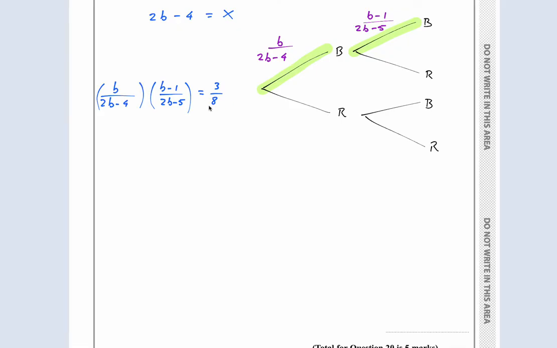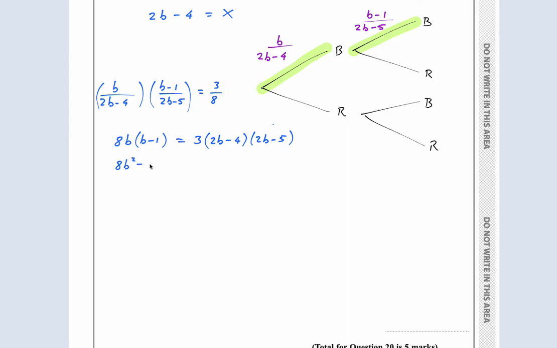I'm going to cross multiply, so I'm going to do 8 times this. So 8b times b minus 1. That's the 8 times the numerator here. Equals 3 times the denominator here, which is both of these. 2b minus 4 times 2b minus 5. Okay, multiply this out.